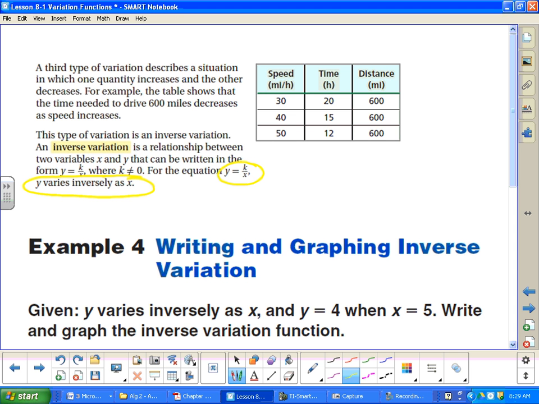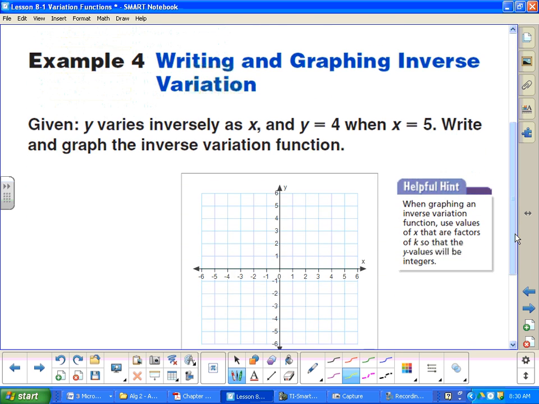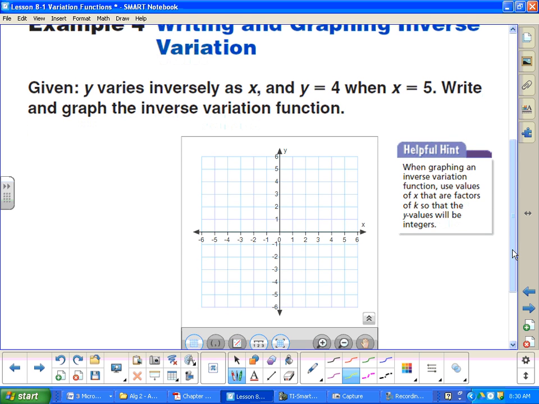It'd be like speed, time, and distance. We would multiply speed times time to get distance. But to get the speed or time when I know the distance, I have to do some division. And inverse variation is using division. So where direct variation was a linear model, inverse variation is a rational function instead. We'll see what the graph of those looks like in a second.